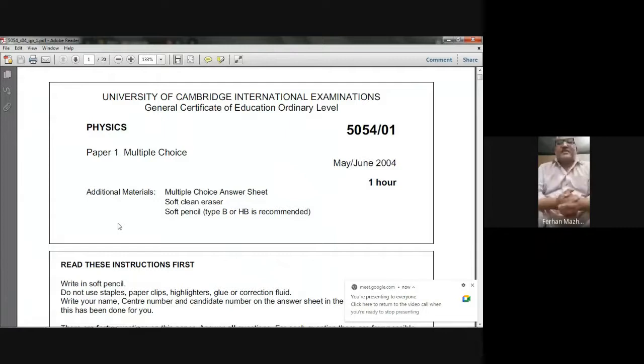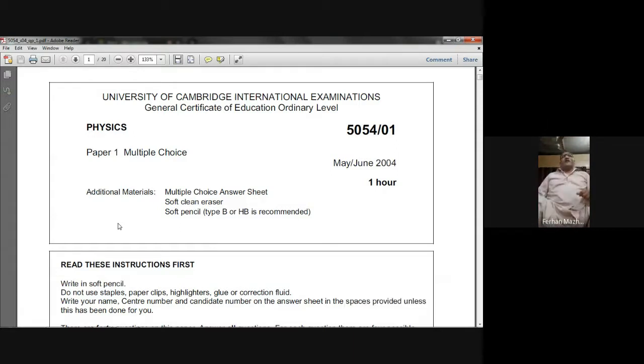Good morning, dear students. My name is Ferhan Mazher, and today is 9th of September 2021. Right now, I am with the 11th Cambridge class. The subject we are studying is Physics 5054. It's O levels physics. And today we have set our hearts to solve an MCQ paper.